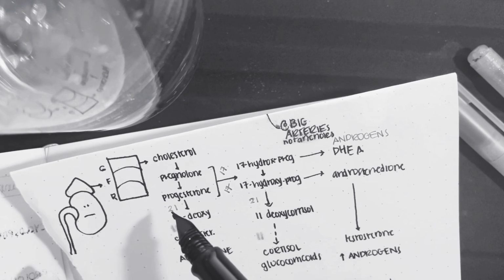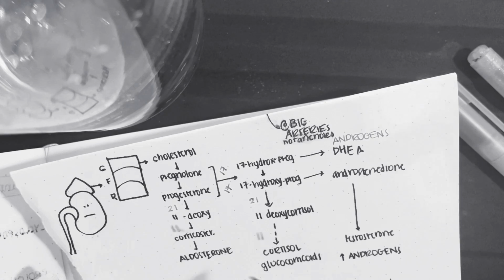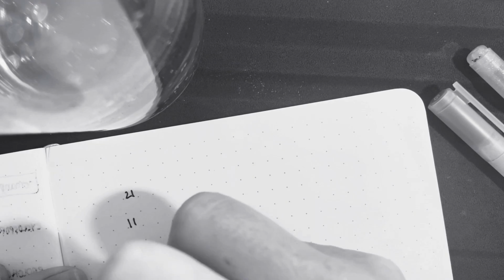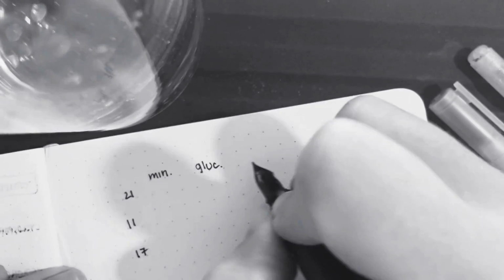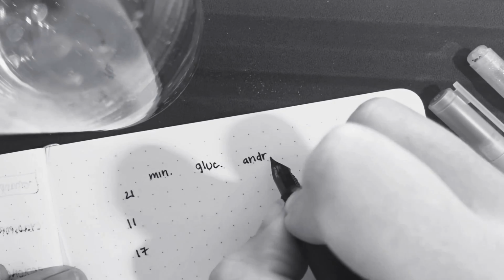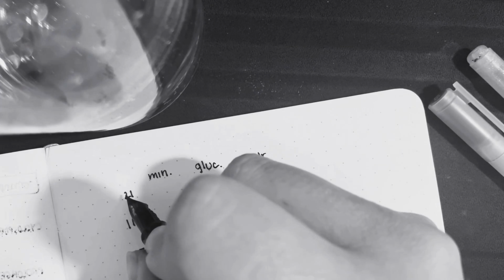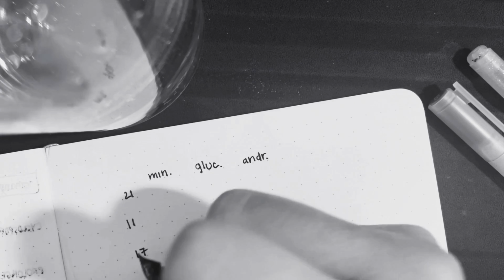So with all of that down, you should know that. You have this whole table and it's a mess, so let's ignore it. Instead of that, we're gonna draw a super simple table, and the table looks like this. You're gonna go 21, then 11, then 17, okay? And across the top, you're gonna have mineral, you're gonna have glucocorticoids, and you're gonna have androgens. So remember, once you have this memorized, you're pretty much good to go. Just remember that it doesn't go 21, 17, 11, but 21, 11, 17.